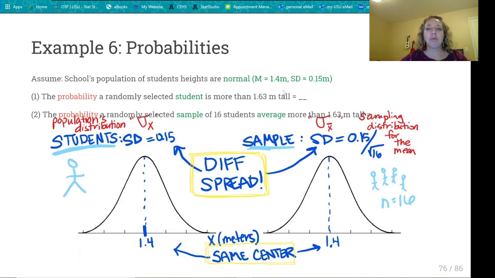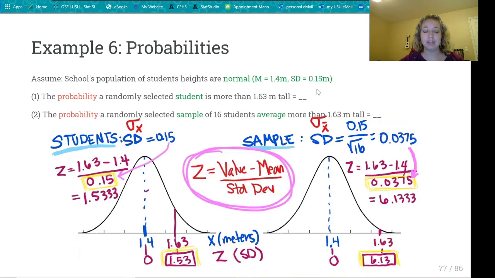So both of these questions use a height of 1.63 meters tall. To find a probability, we need to go to our z-table, and to do that, we need a z-score. So for both 1 and 2, we're going to convert 1.63 meters tall to a z-score. Remember that standardizing is a two-step process. Subtract the average. They both have an average of 1.4, but the standard deviation we're going to divide by is different in both of these cases.